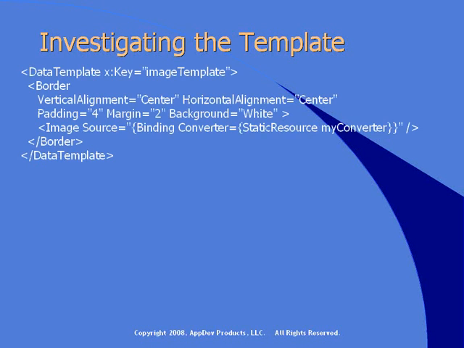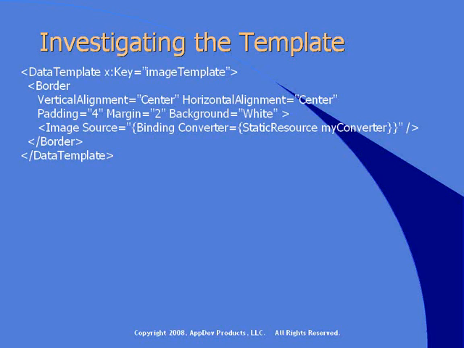The template looks something like this. We'll add a data template with a key, x:Key, that's the name we'll use to refer to this template. So any place we use this template, we'll call it imageTemplate. Now you see XAML markup that defines what the template looks like. It has a border, has vertical alignment of center, has horizontal alignment of center, has padding of 4, a margin of 2, a background of white.